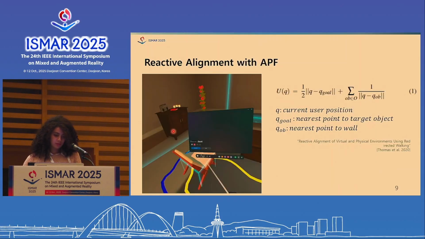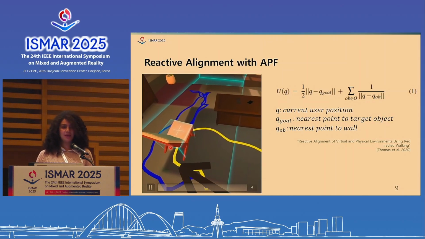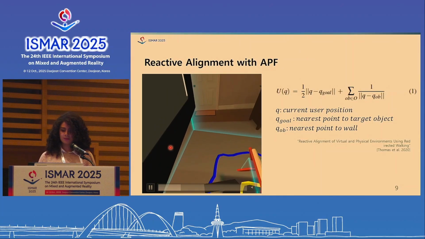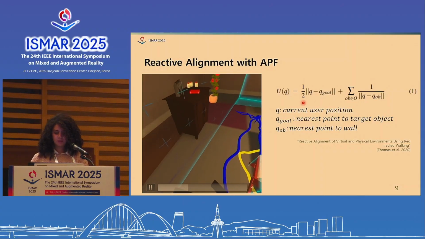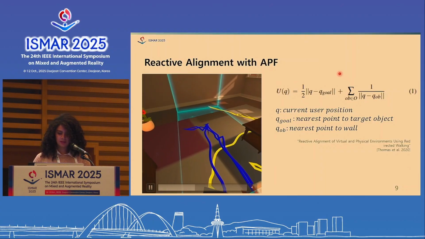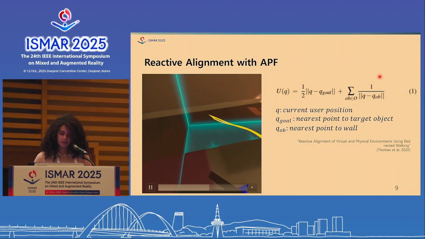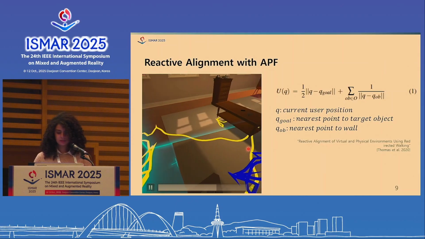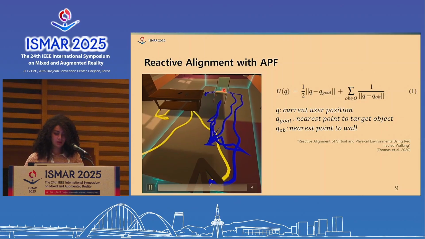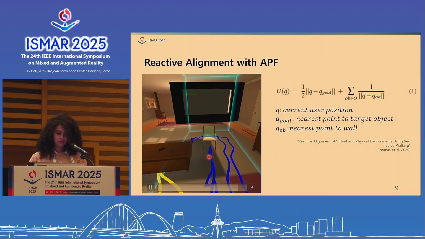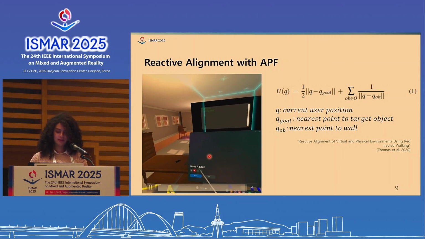And then in 2020, Thomas et al. decided to utilize the APF to support physical interactions with the environment. And this is done using a potential function. So you have the attractive component and you have the repulsive component. And this would create a vector that is always pointing towards our physical target. In this case, it's a chair. And then this would help the user to go towards the physical target.